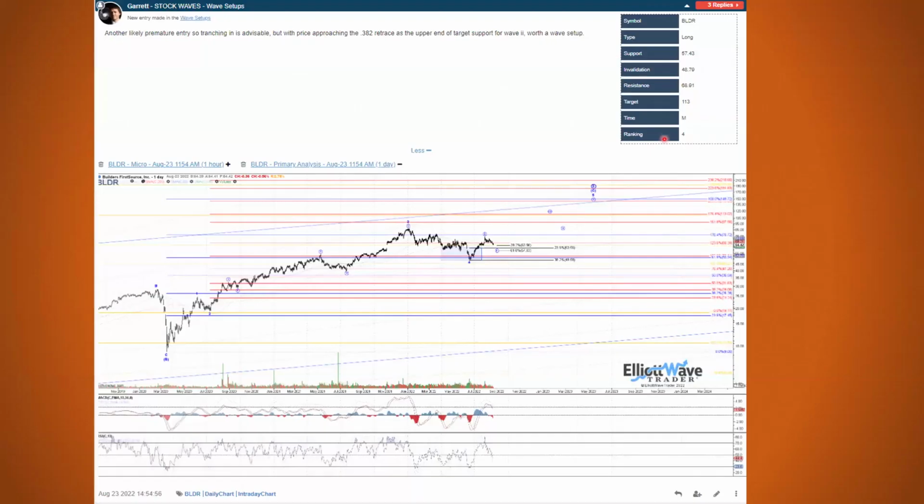Another one of our favorites is BLDR. Back in August of 2022, it was holding a nice 1-2 start, allowing for a little bit more of that wave 2 retrace, start to a fifth wave of the C of a primary wave 3. Again, there's a lot of larger degree diagonals, but we don't shy away from them in stock waves.